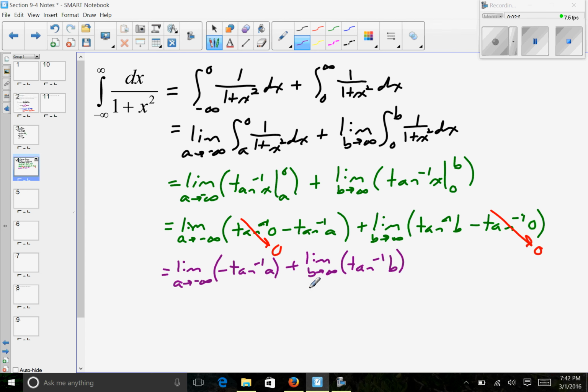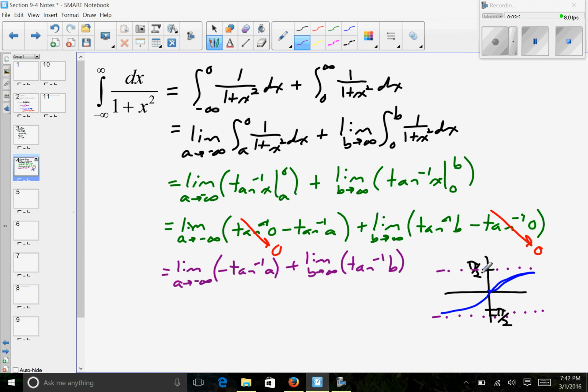Now, to evaluate these, it helps to remember what the graph of inverse tangent looks like, where, remember, it's negative pi over 2 here. What I get is this shape. But remember, this is the inverse of tangent. Regular tangent has vertical asymptotes when x is positive pi over 2 and negative pi over 2. Inverse tangent then has horizontal asymptotes at those y values.